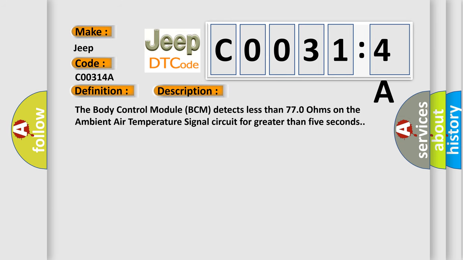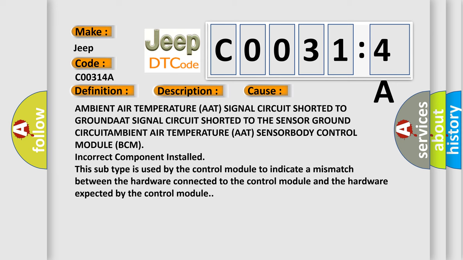The body control module BCM detects less than 770 ohms on the ambient air temperature signal circuit for greater than 5 seconds. This diagnostic error occurs most often in these cases: ambient air temperature AAT signal circuit shorted to ground, AAT signal circuit shorted to the sensor ground, ambient air temperature AAT sensor, body control module BCM incorrect component installed. This subtype is used by the control module to indicate a mismatch between the hardware connected to the control module and the hardware expected by the control module.